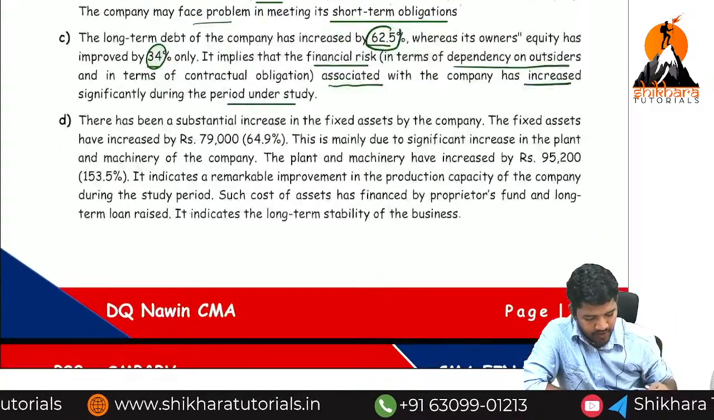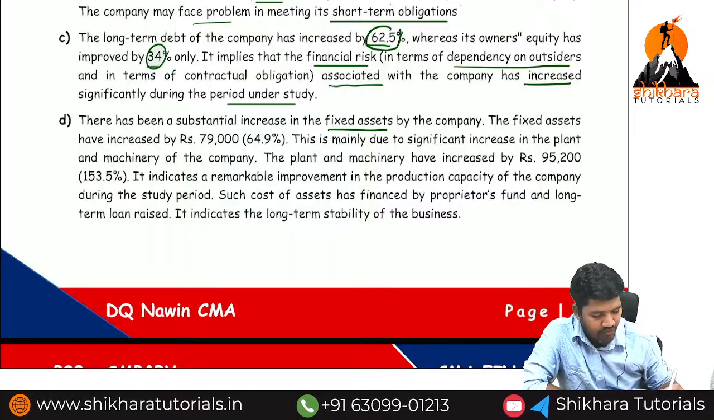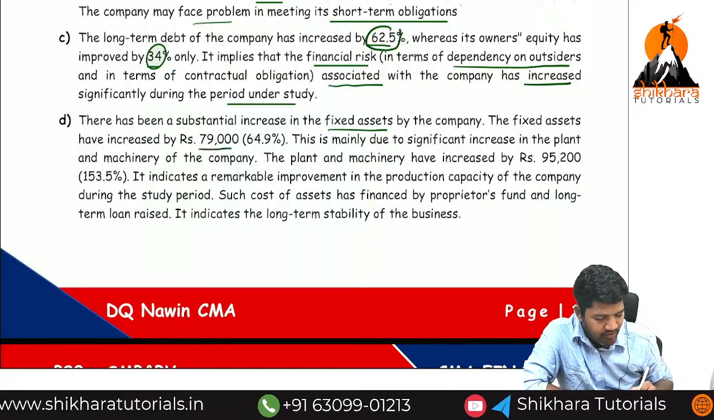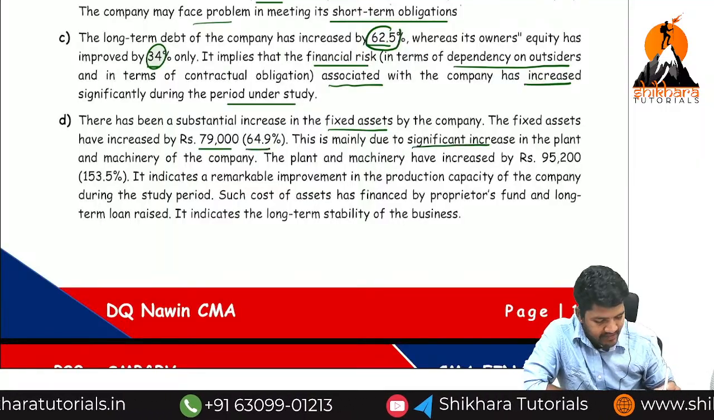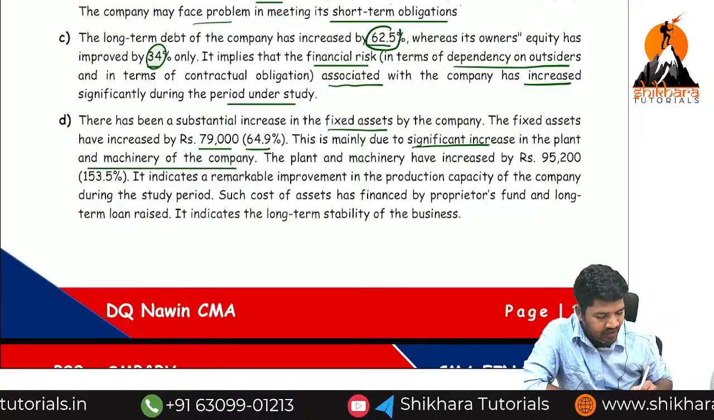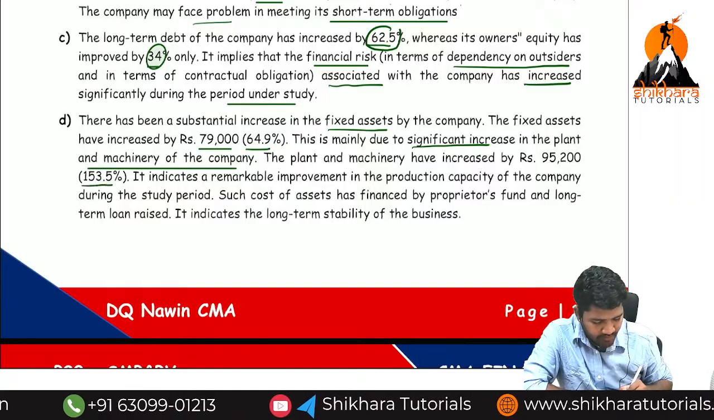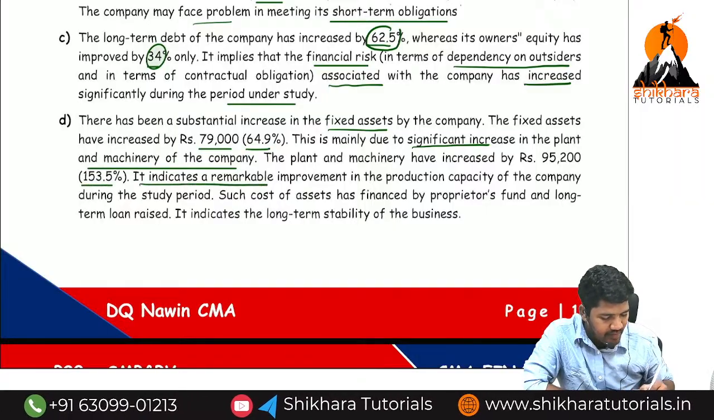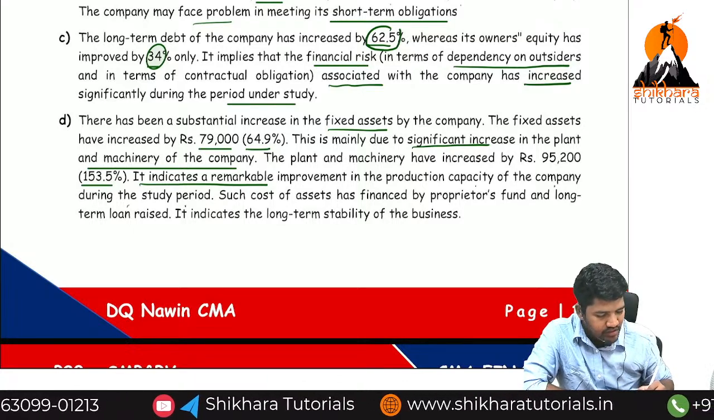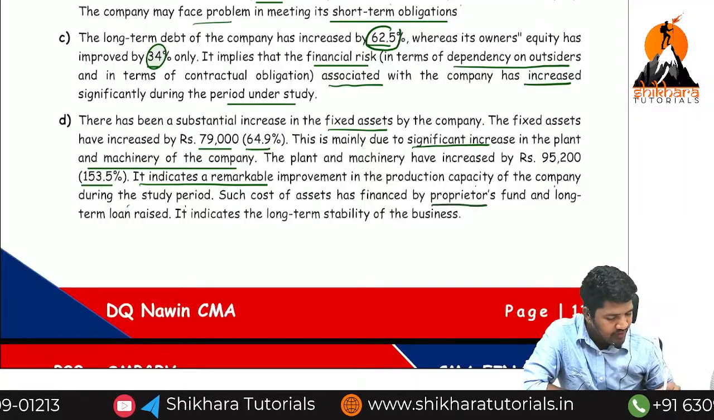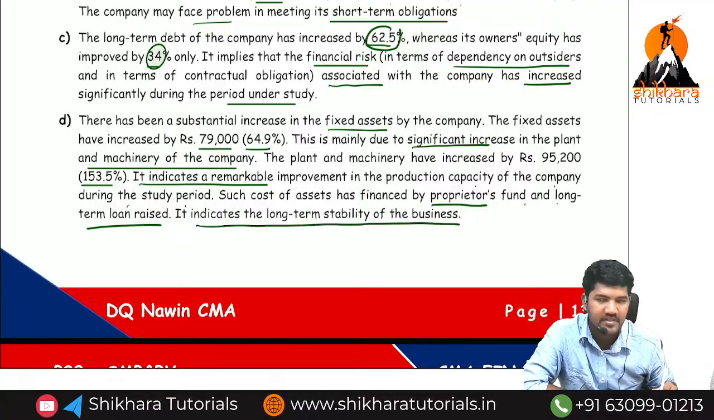Now when it comes to point D, there is a substantial increase in the fixed assets of the company. The fixed assets have increased by 79,000, that is 64.9%. This is mainly due to a significant increase in the plant and machinery of the company. The plant and machinery have increased by 95,200, that is 153.5%. It indicates a remarkable improvement in the production capacity of the company during the study period. Such cost of assets has been financed by the proprietors' fund and long-term raised fund. It indicates the long-term stability of the business.